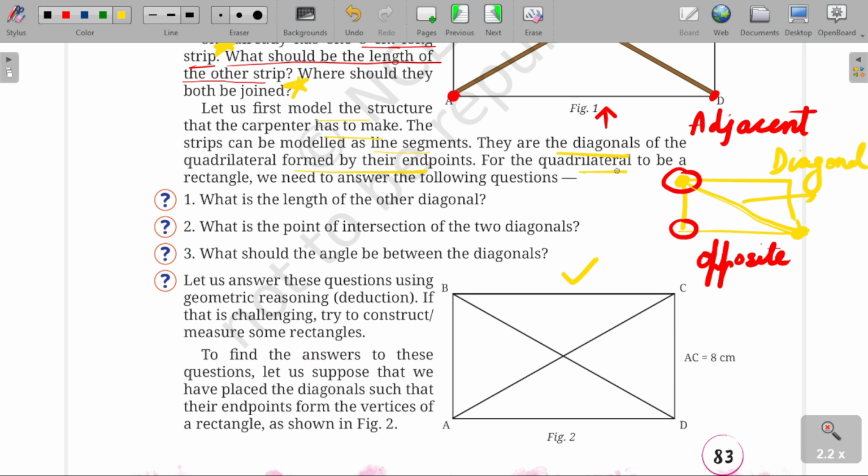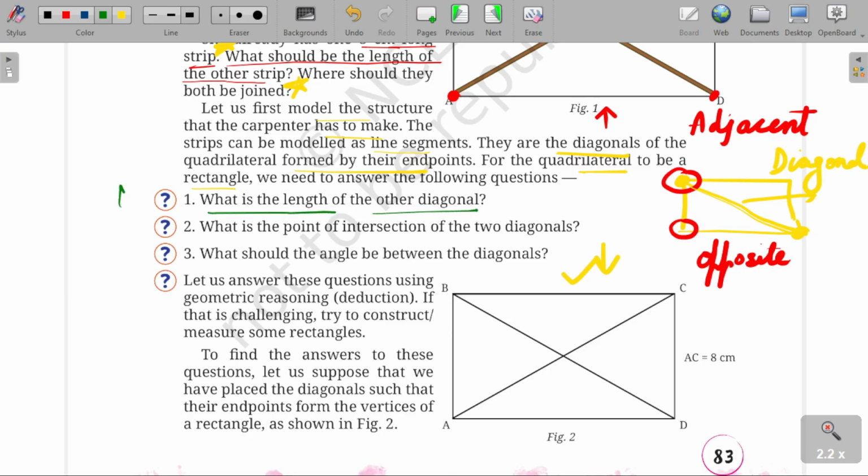For the quadrilateral to be a rectangle, we need to answer the following questions. Now we are considering this only a quadrilateral. We will prove it a rectangle by using the other properties of a rectangle. Let's figure them out. The first question that should be asked is, what is the length of the other diagonal?